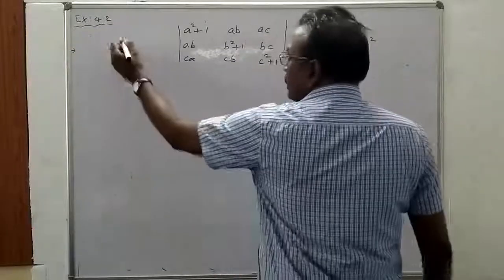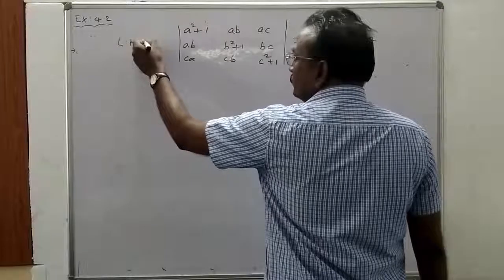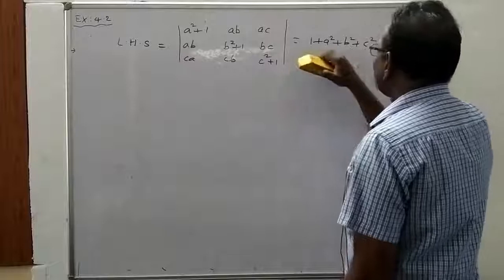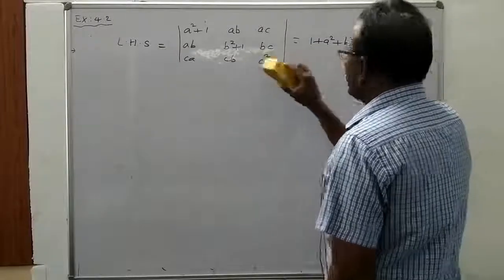So now take LHS is equal to this one. So we have to prove 1 plus a square plus b square plus c square. So take LHS.